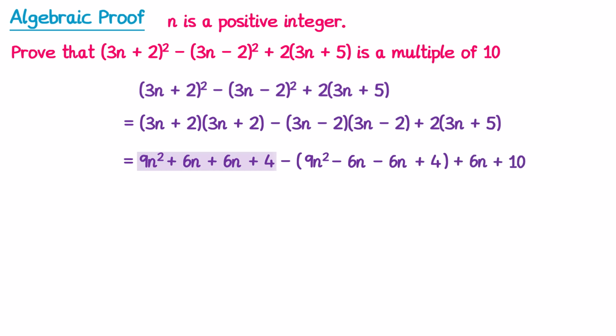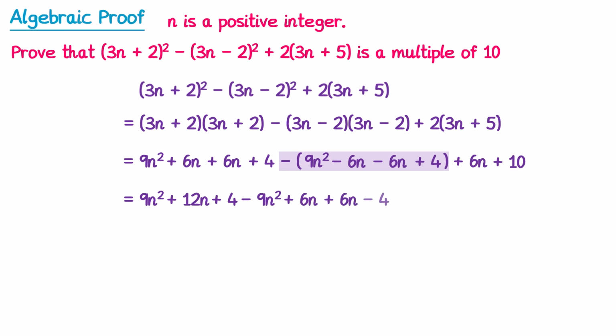Next, if we simplify this quadratic here, we've got 9n squared, 6n plus 6n is 12n, and then plus 4. Then if we move on to this bracket here, we need to expand this out. Imagine there's a negative 1 at the front of the bracket. Negative 1 times 9n squared, negative 9n squared. Then we have plus 6n, subtract 4. And then of course we've got these two terms on the end as well, plus 6n plus 10.